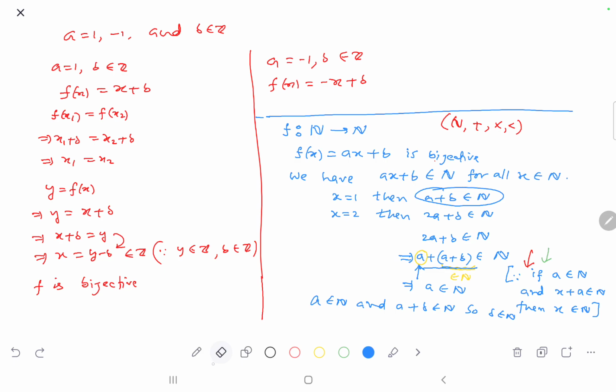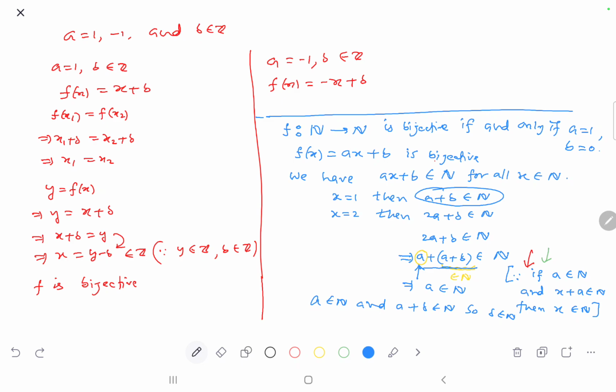So here the conclusion you write is the condition for bijective: if and only if a equals 1 and b equals 0. Got it?